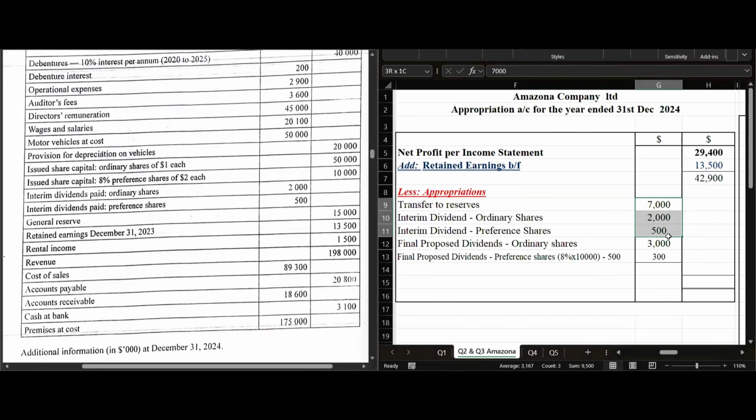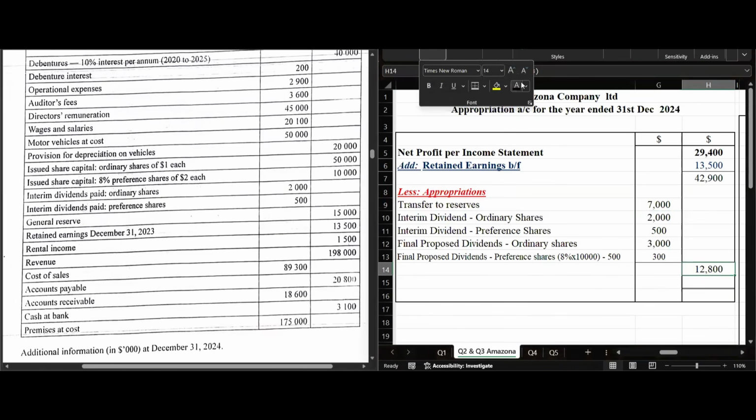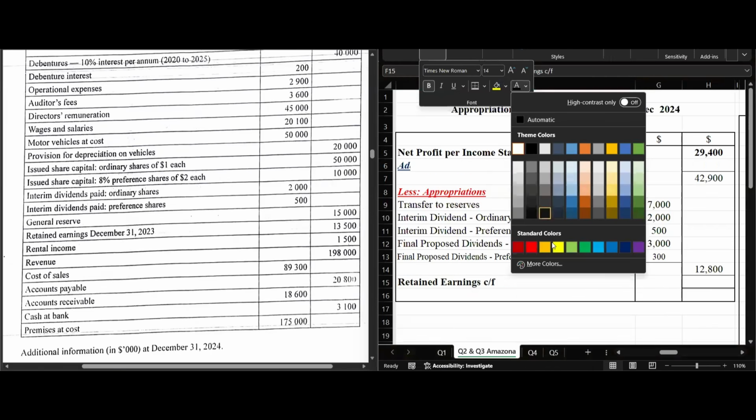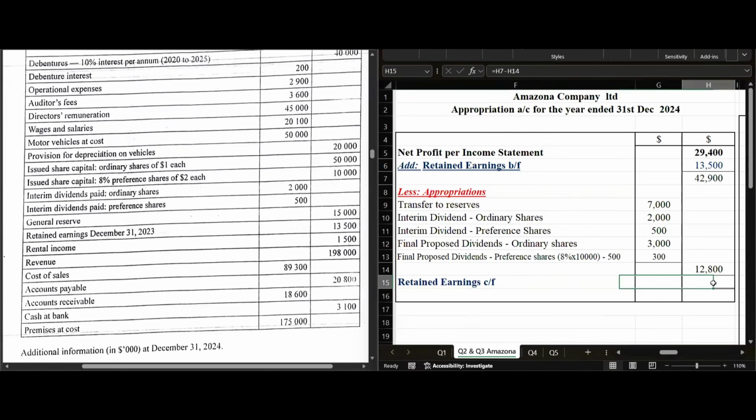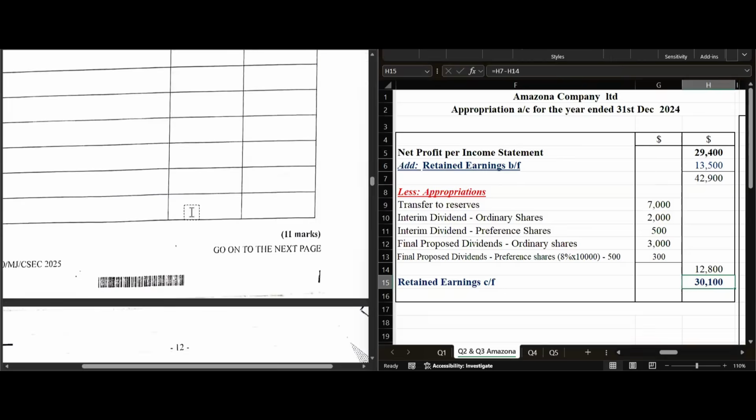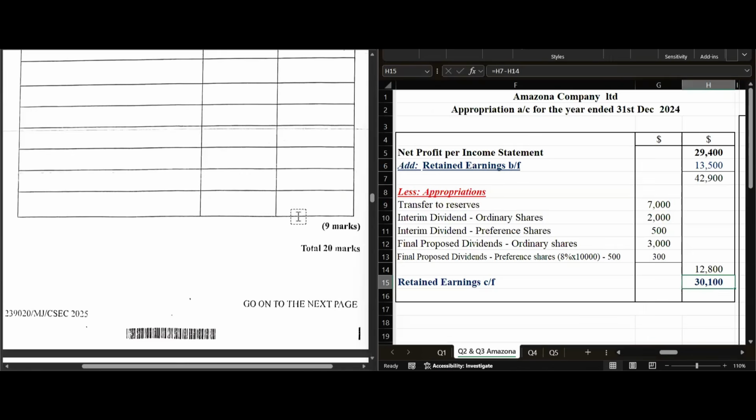So let's add up all our appropriations. We're going to get a value now of 12,008. And finally, this will now give us retained earnings carried forward to be a total of 30,100. There we go, guys. This was our appropriation account for a total of 9 marks. There we go, 9 marks.